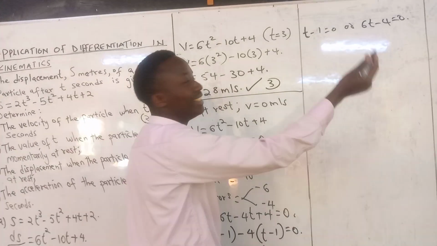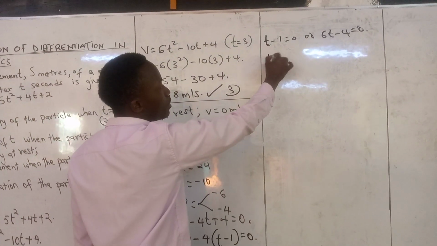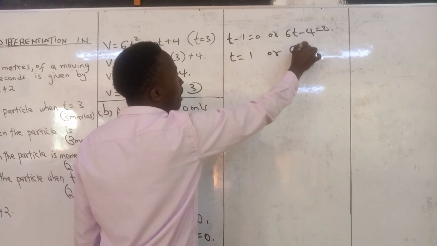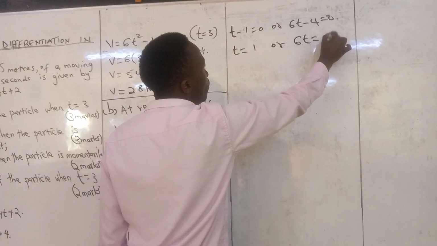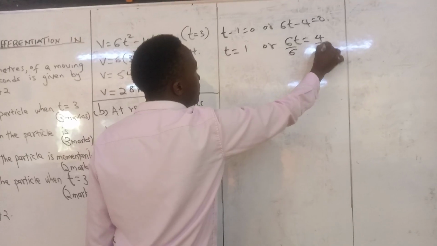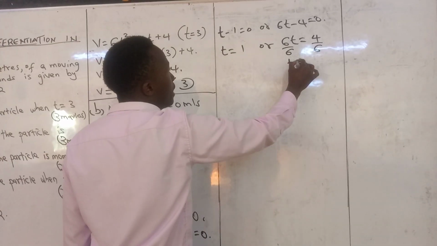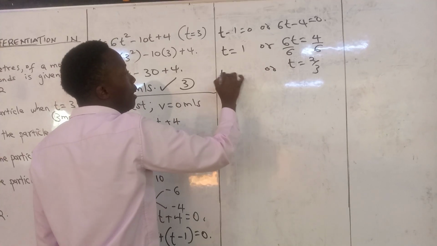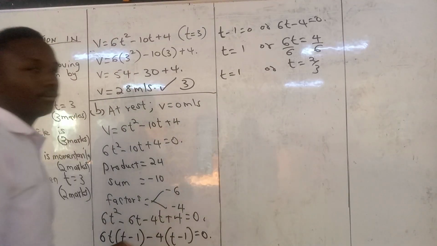So for us to get t, we need to take 1 to the other side. So we have t is equal to 1, or when we work out this one, we get 6t is equal to 4. When we divide both sides by 6, we get our t as 2 over 3. So our t is 2 over 3, or our t is equal to 1.